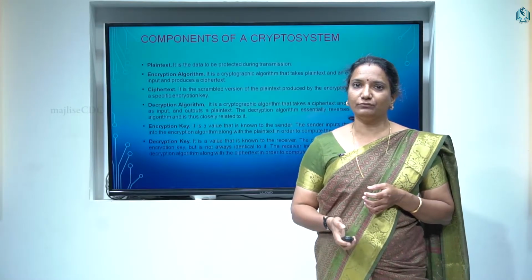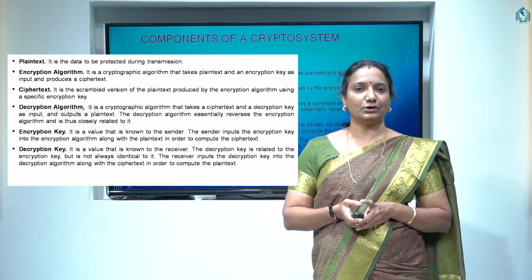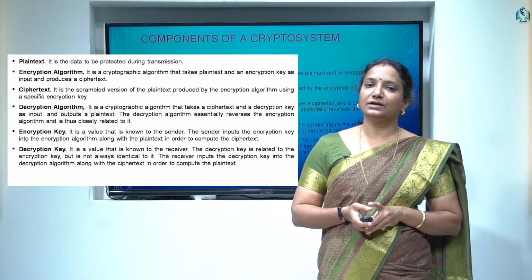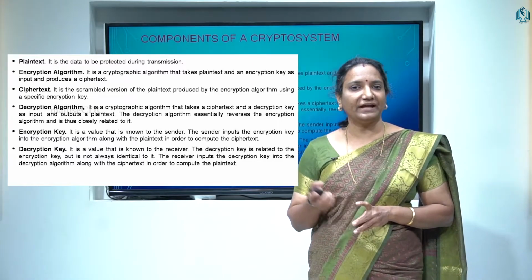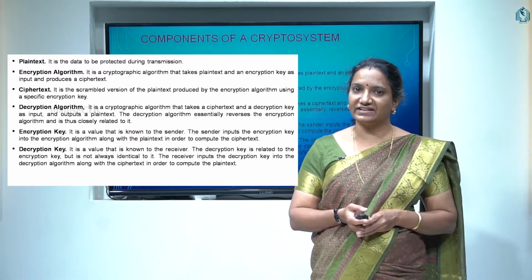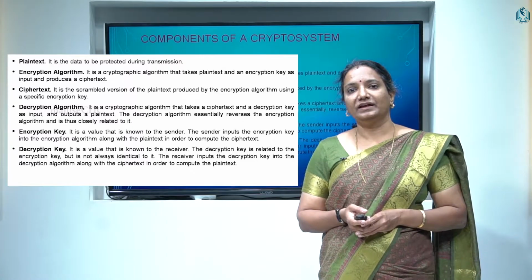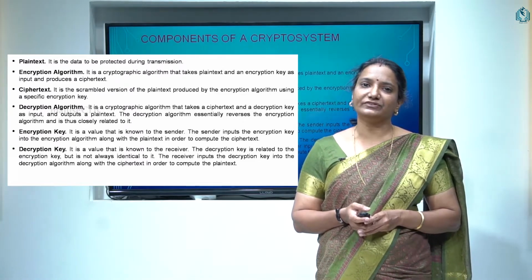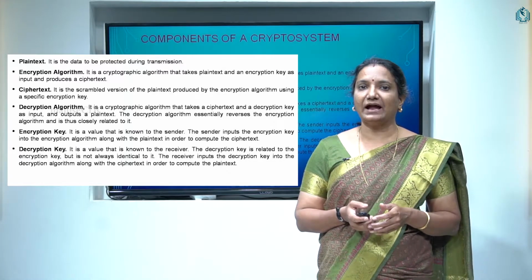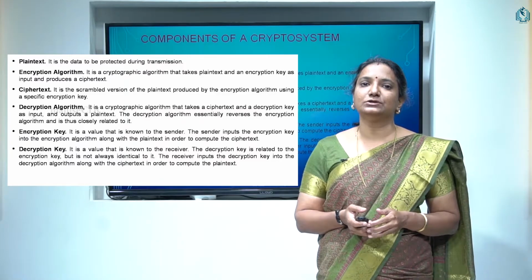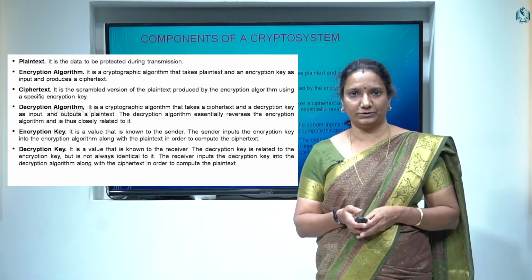The main components of a crypto system are plain text, encryption algorithm, ciphertext, decryption algorithm, encryption key, and decryption key. Plain text is a message or data that should be protected during transmission. Then the encryption algorithm is a cryptographic algorithm which takes a plain text and an encryption key as input, processes it, and produces a ciphertext as output.